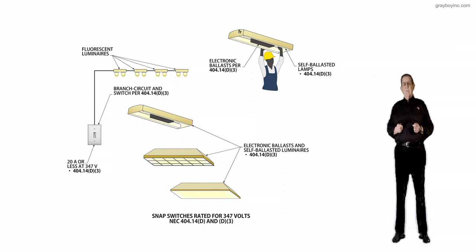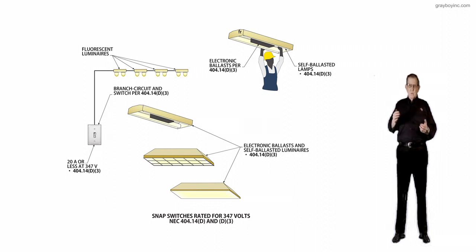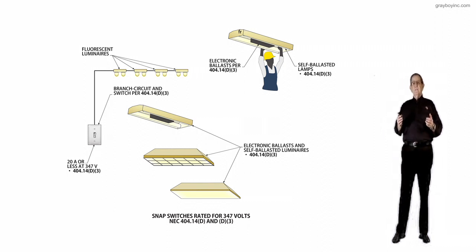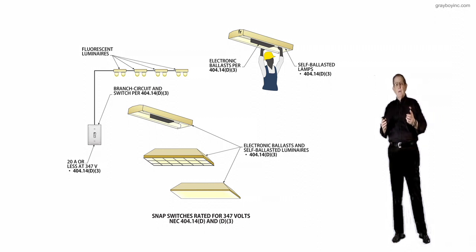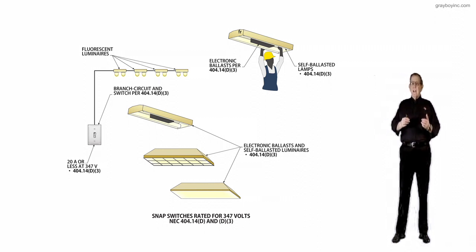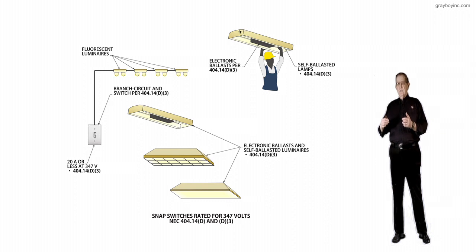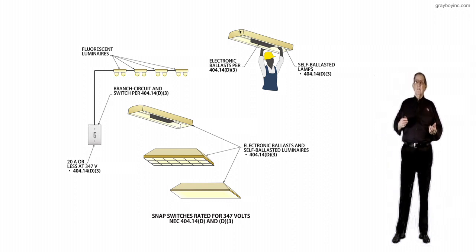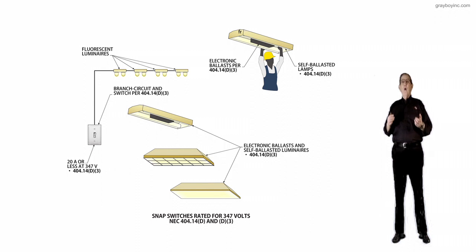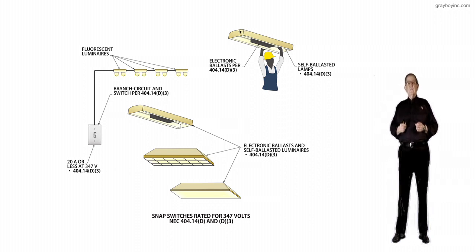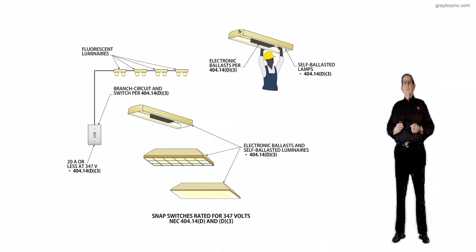associated type drivers. Now, this 347 volt type snap switch has never been addressed in the code before, but a lot of inspectors would allow its use by 110.3(B), as it came from the manufacturer listed for such use, and it was also addressed in the UL electronic white book. So based upon that, this revision was made to include this switch.